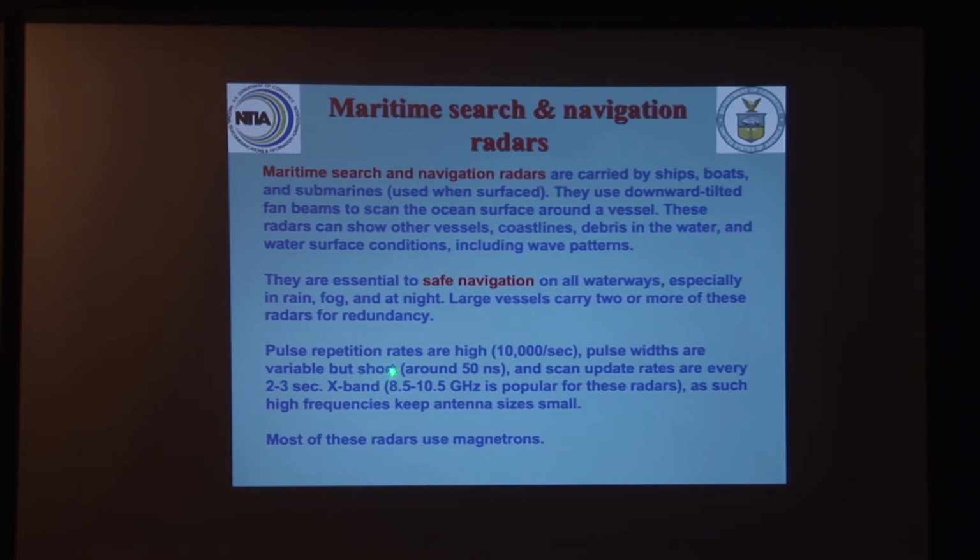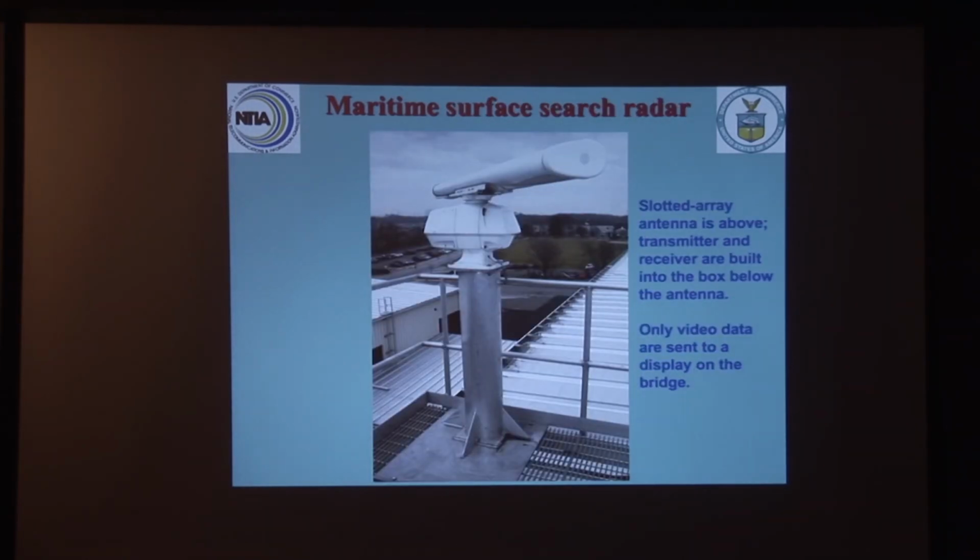You can set the range as a variable setting on the radar control, and you get an update every 2 to 3 seconds, which is important if you're scooting into a harbor, coming up a channel. You don't want a long time between those radar updates. You want to see what's happening every 2 or 3 seconds. Most of these radars do use magnetrons. They are cheap, they are lightweight, they're very, very rugged. So again, magnetrons of this type of radar are the tube of choice.